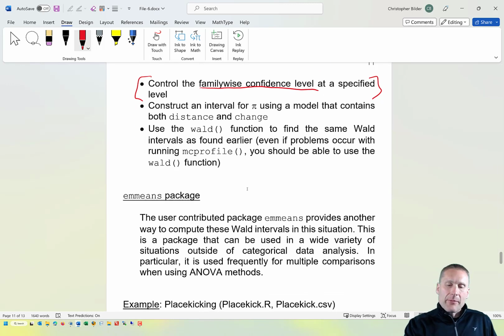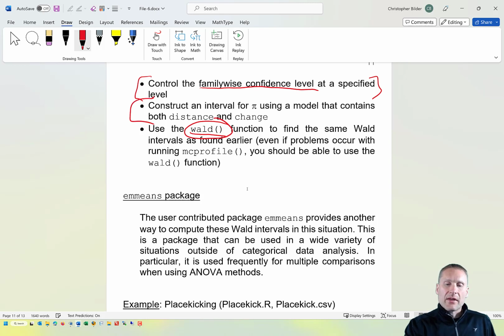Now there also happens to be a function in the MC profile package called wald. And so rather than, let's say, using the confint function in MC profile, you can, in the exact same way, use the wald function and we'll find the wald confidence intervals. Try it out. See if you can match the results that we've seen before.